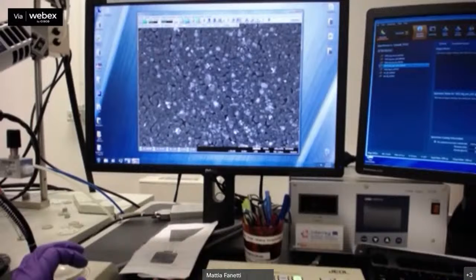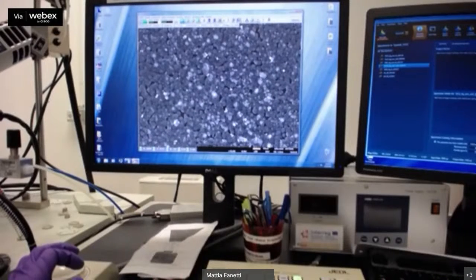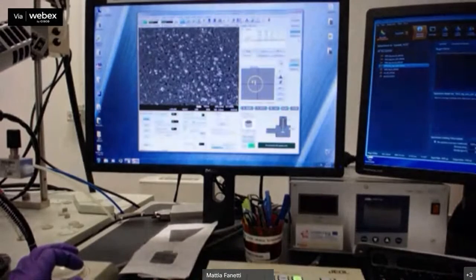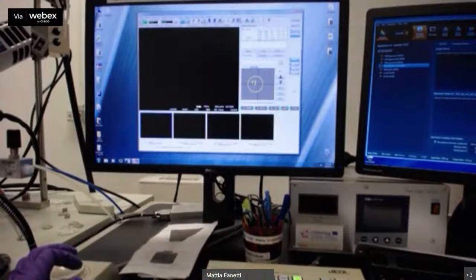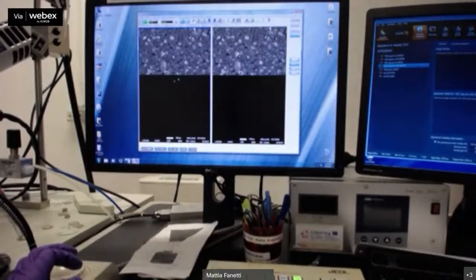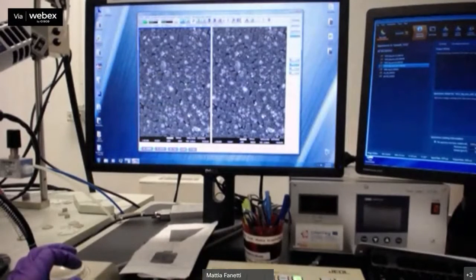Now let's see what we can see with the backscattered. We can also run the two maps in parallel if we want. Now I show you, for example. Now here I have the secondary, and now here I put the backscatter.